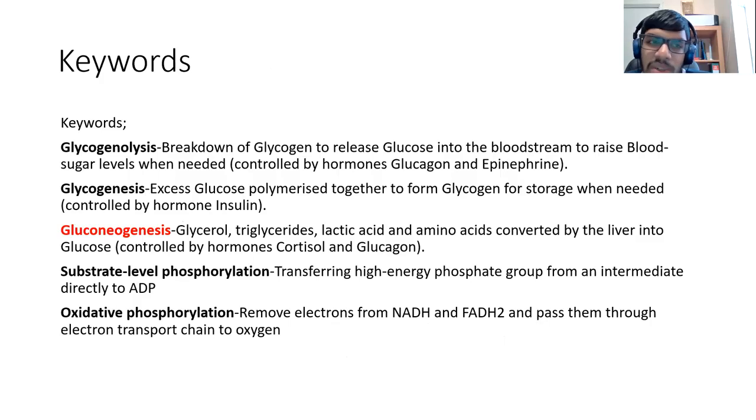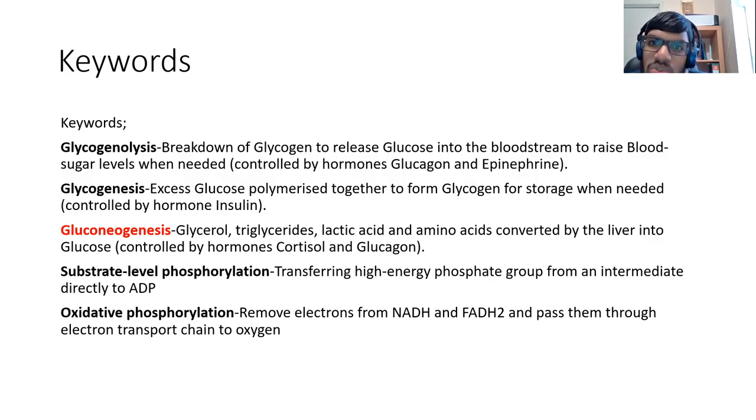So now let's look at some keywords that we'll need to know. We'll go into details about each one of these. Please note these down because these are very important. First, we have glycogenolysis. This is the process of breakdown of glycogen to release glucose into the bloodstream to raise blood sugar levels when needed.